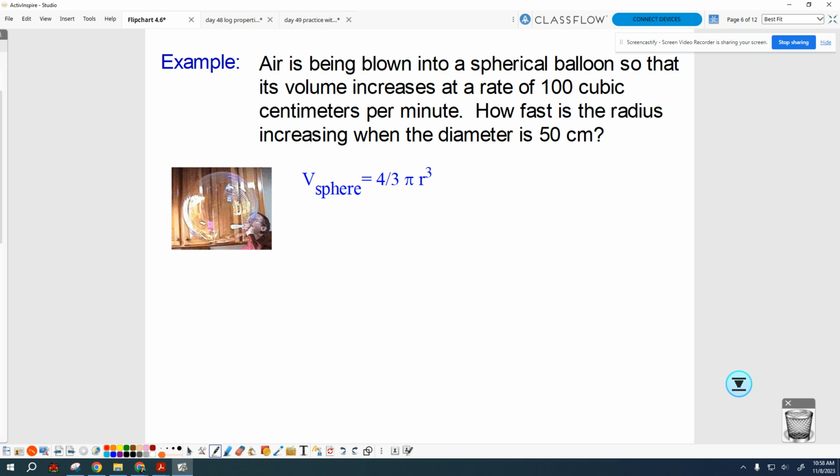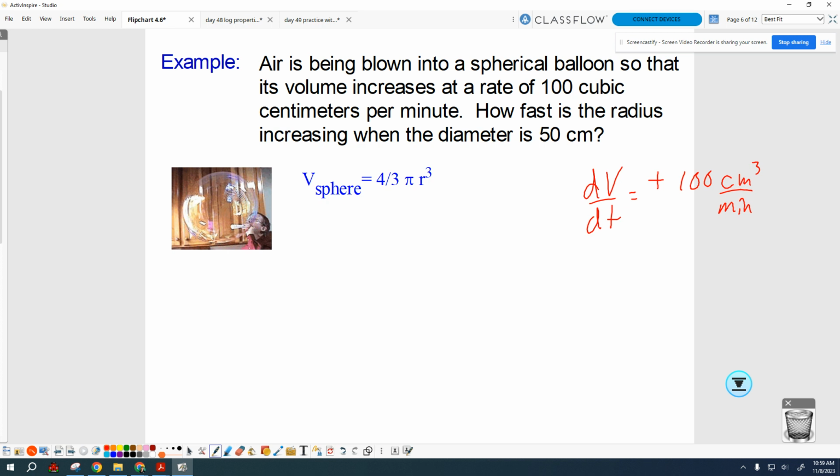dV/dt. dV/dt is what? 100 cubic centimeters per minute. And because these problems are slippery, is it increasing or decreasing? I'm going to put a positive on there to say I took note that it's getting bigger. Because some of you are going to write down the rate of change and not notice that it's actually getting smaller.